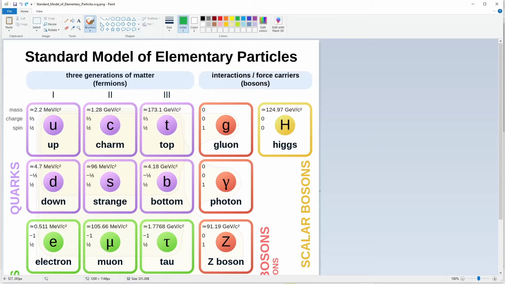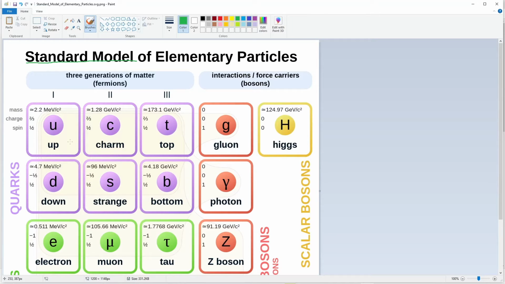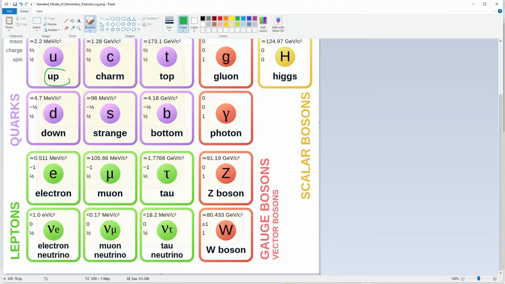So the first thing we're gonna be learning about is the standard model, because it's the standard model. So these things here, quarks, they make up elementary particles like protons and neutrons, so they're kind of pretty important. But you have the up, the top, down, you just have all the things there, and then you have the electron.